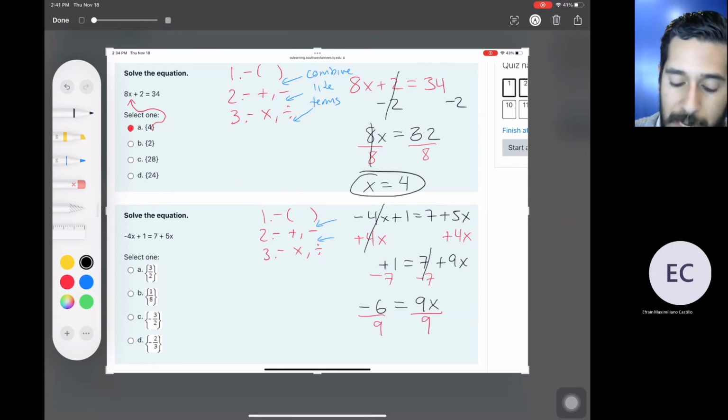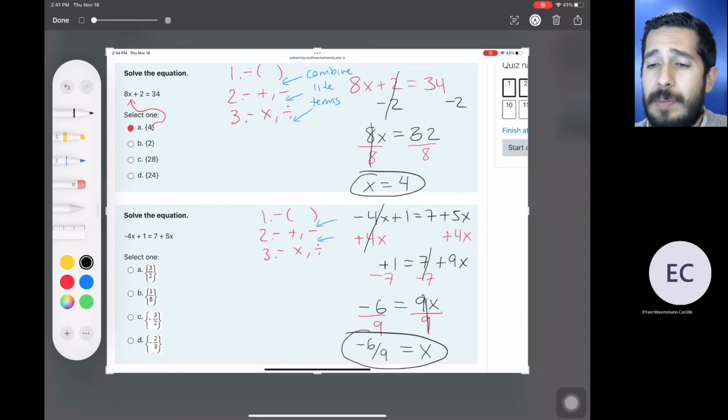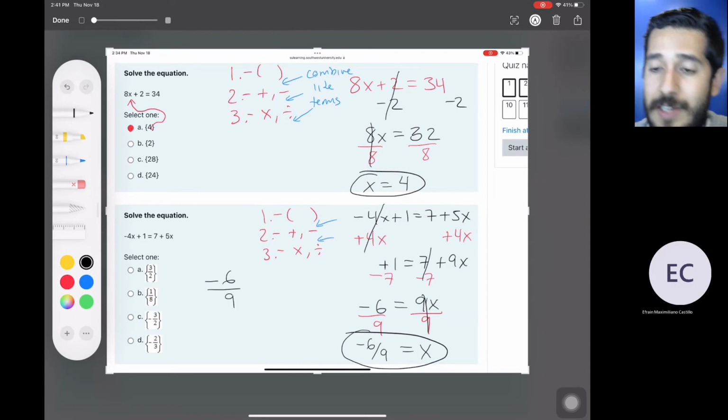Okay, when you combine like terms, the 9s cancel out. So all I have left on the right side is going to be the x. And on the left side is going to be negative 6 divided by 9. And this is going to be correct. But every single time that you have a fraction, you have to reduce it to the lowest terms. So if I have negative 6 over 9, I should be able to divide those two numbers by the same whole number, and that is going to reduce my fraction.